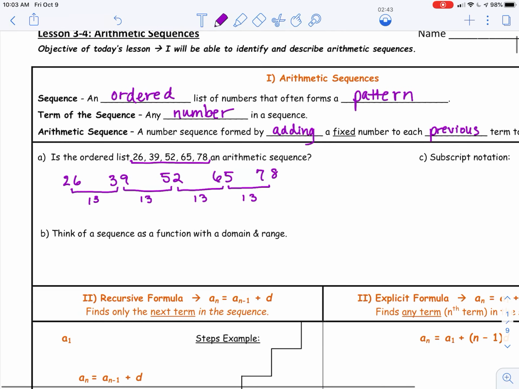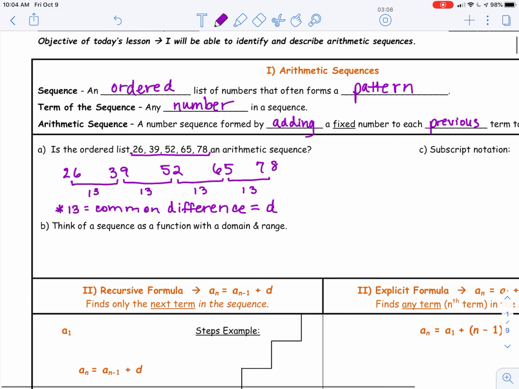13 is a very special number when we're talking about arithmetic sequences. The number 13, in this case, is called our common difference. Common because it's defined for all the differences of all those numbers in between each one of those terms. So we call it a common difference, which, as you will see in our formulas today, we call D.